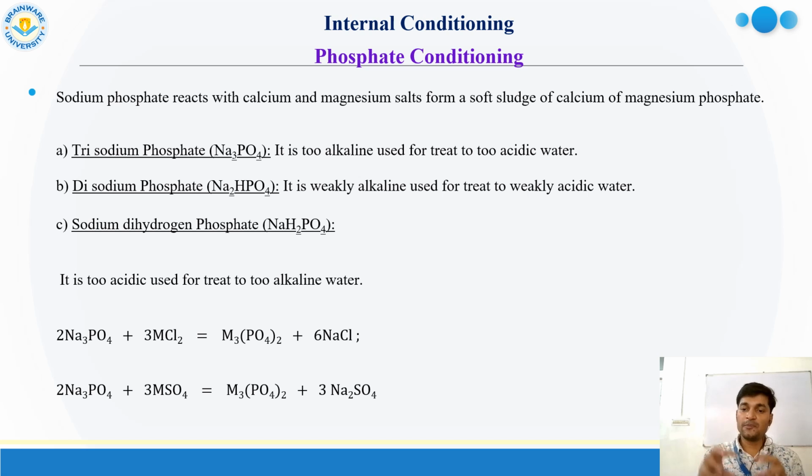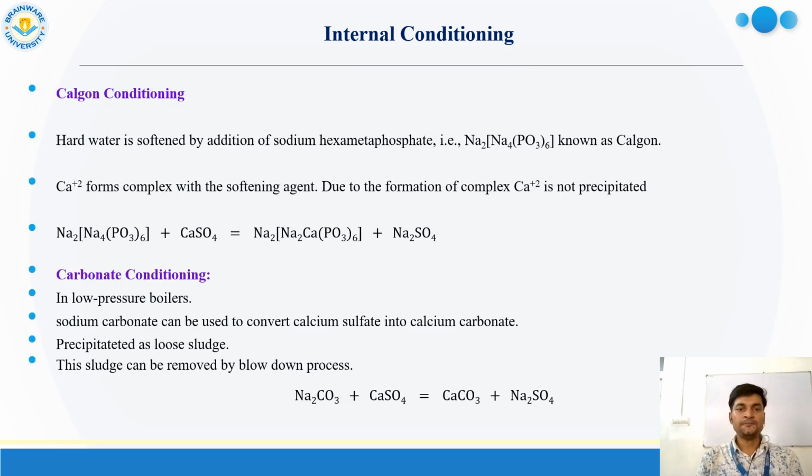And when they form metal phosphate, this is precipitated out, and we can separate them easily. And NaCl and sodium sulfate are soluble in water. They will never ever affect your boiler. So phosphate conditioning is one of the very essential processes by which we can protect our boiler from this harmful chloride and sulfate. This is one.